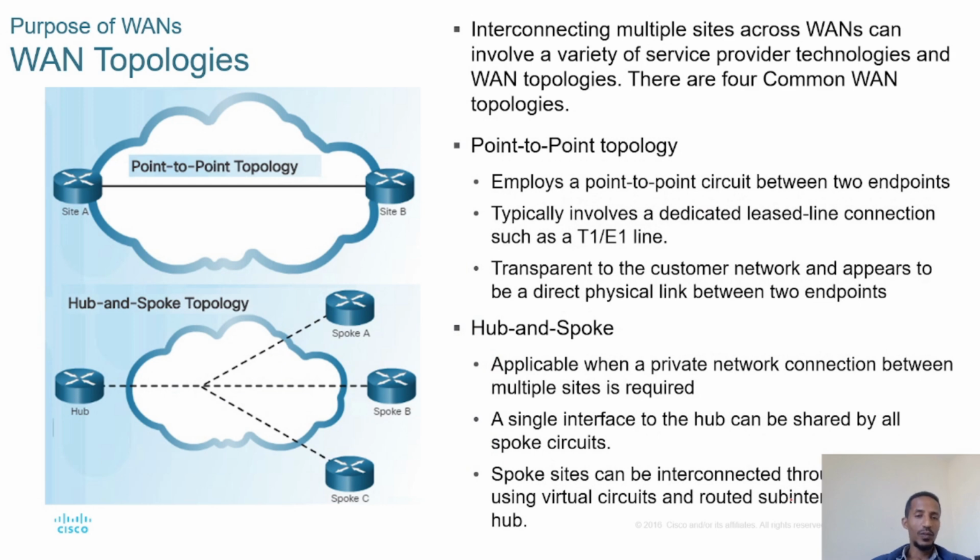So there are two types of WAN topologies. We call them the point-to-point topology and the hub and spoke topology.